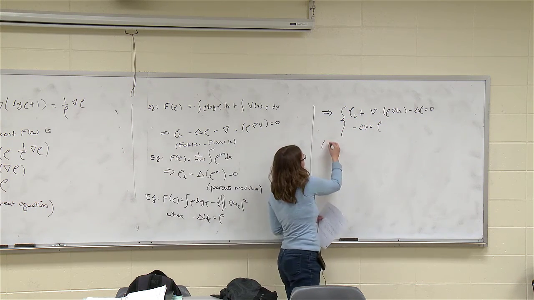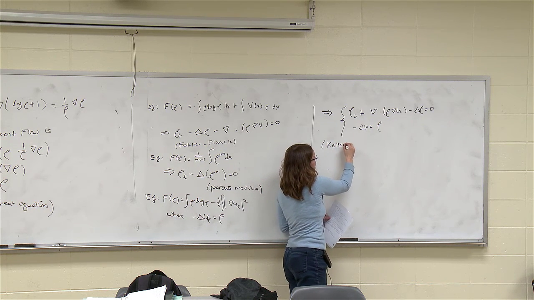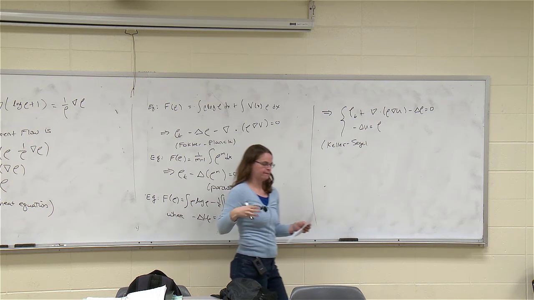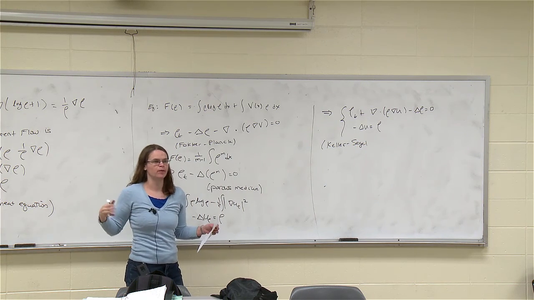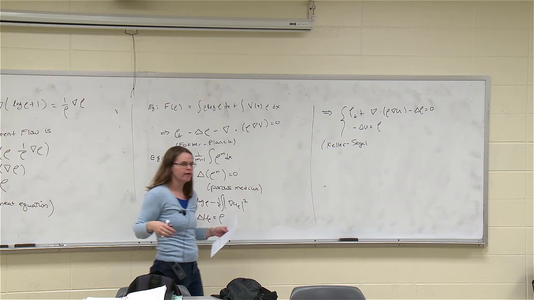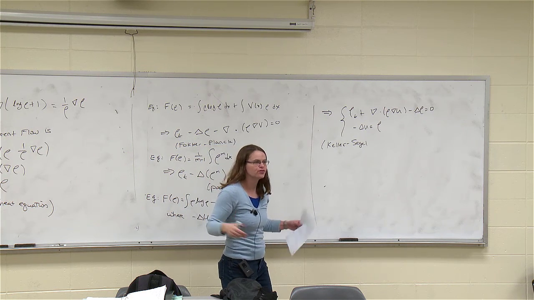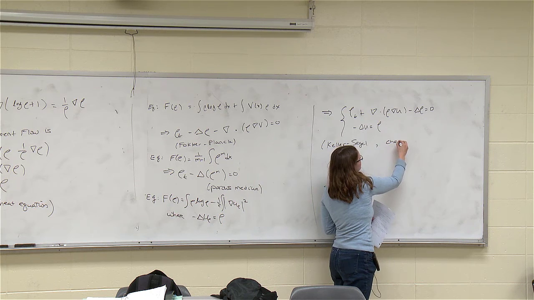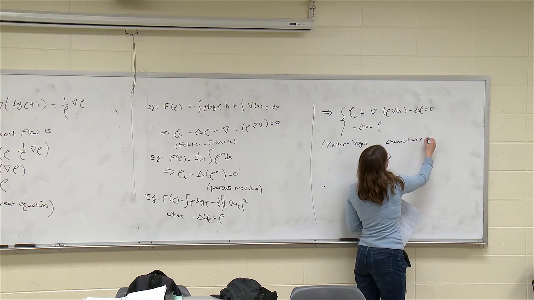This is a Keller-Segel model for chemotaxis, for evolution, say, of a population of cells that are trying to find a move to where there's nutrients. So this would come up in the study of chemotaxis.